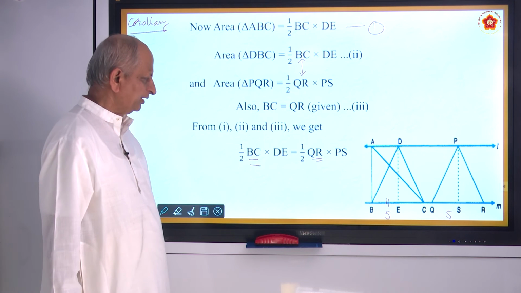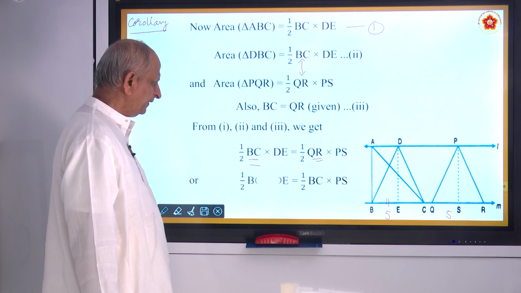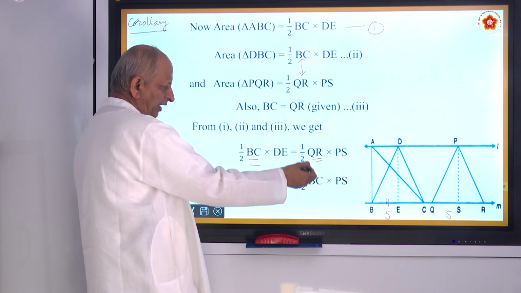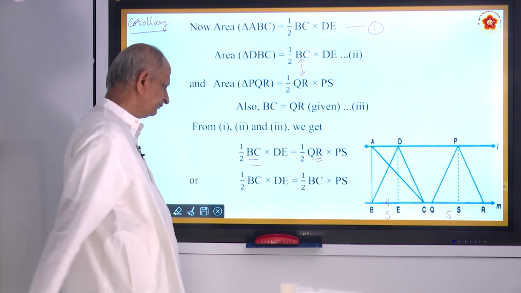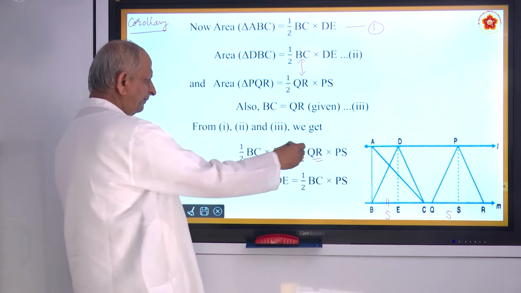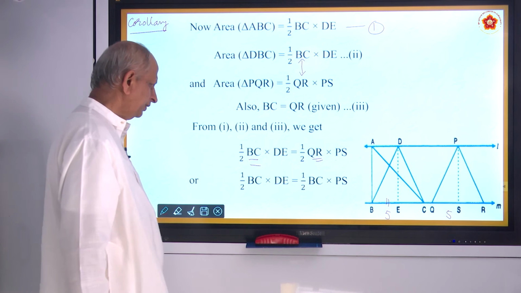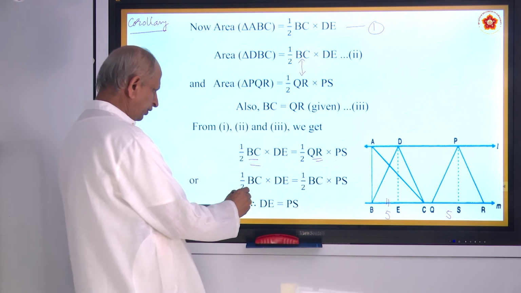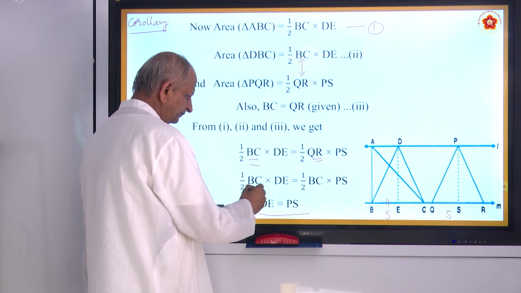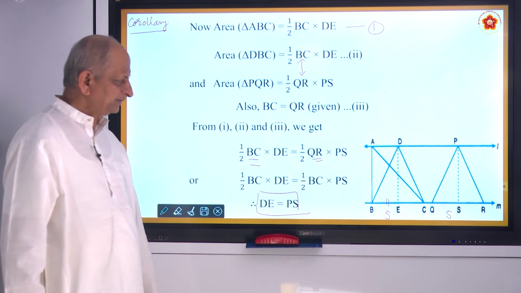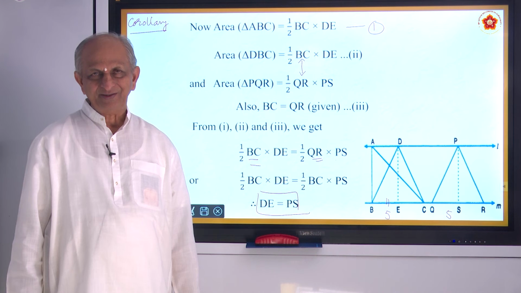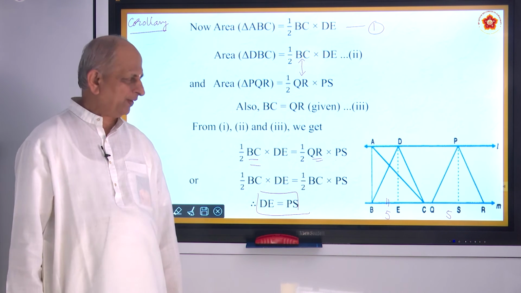BC and QR are equal, DE must be equal to PS, so half of BC into DE equals half of BC into PS, because QR and BC are equal. Lastly, we have DE is equal to PS. That means the altitudes drawn will be the same, will be equal.